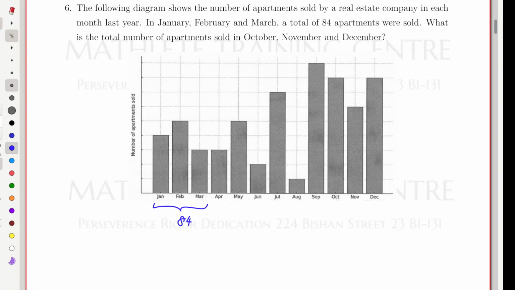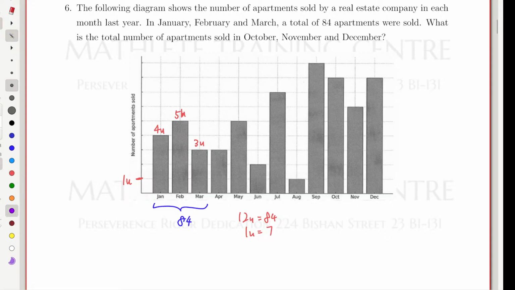Let's take a look at the graphs. If I call this level 1 unit, then what we can see is that January will be 4 units, February will be 5 units, and March will be 3 units. So then we notice that 12 units is equal to 84, and then I can divide by 12 to get 1 unit is 7.